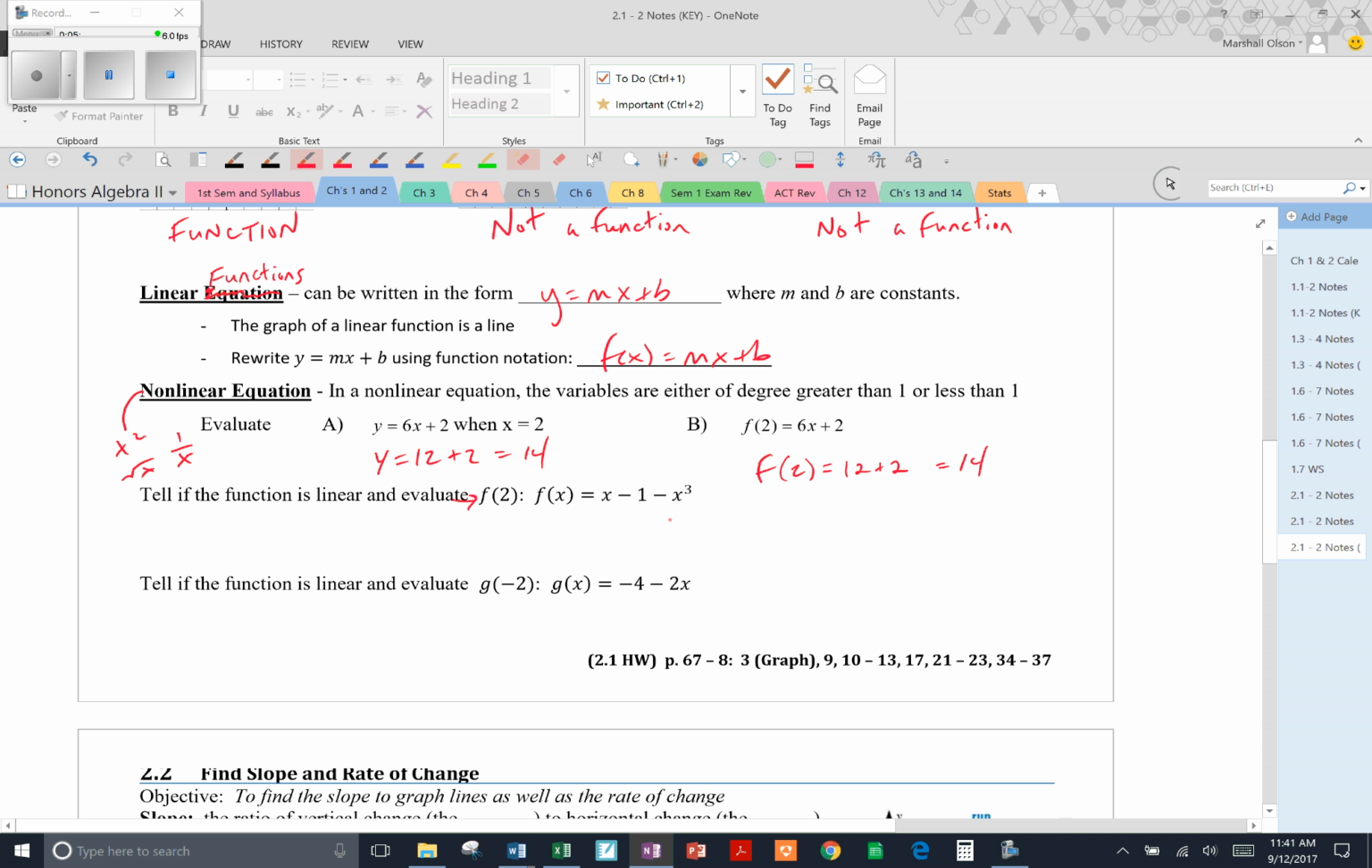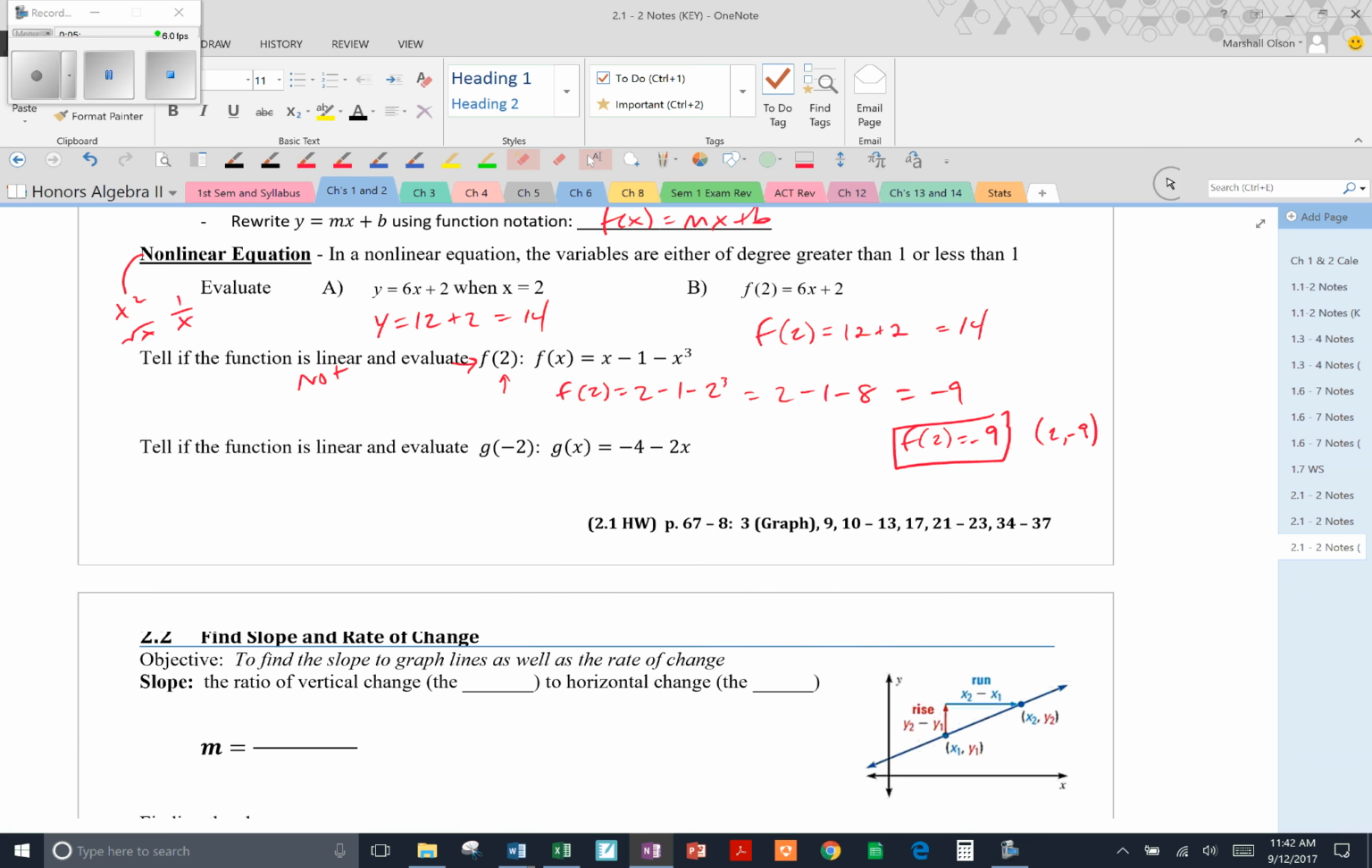This next problem here, this is not linear because of the x cubed. And then it's again asking us to let x equal 2. So we have negative 9 as our value. Let's wrap that up by actually saying f of 2 equals negative 9. That's pretty useful to write it like that because then we know that one point on the graph is 2, negative 9. Okay, so it tells us something about the function other than just y equals negative 9.